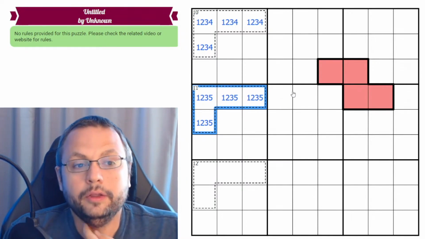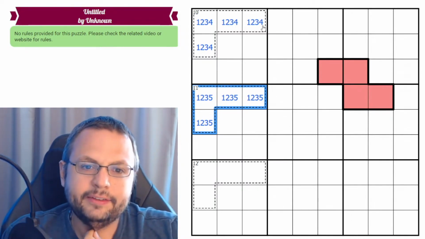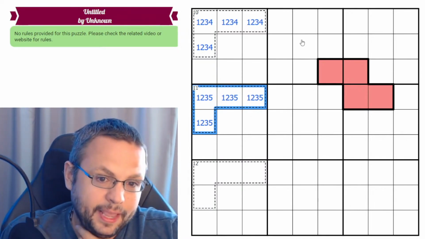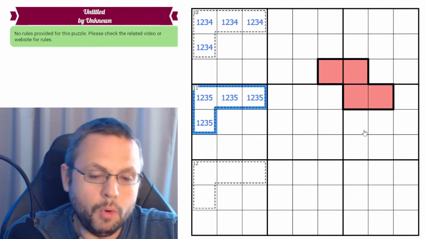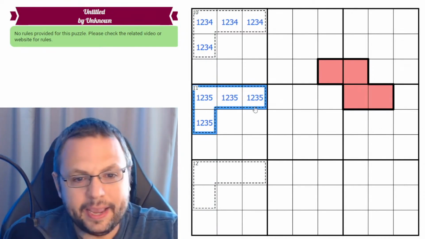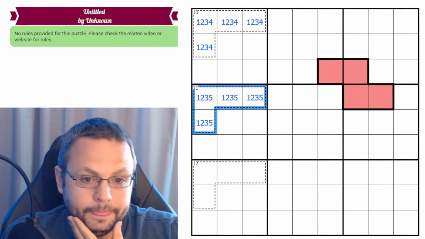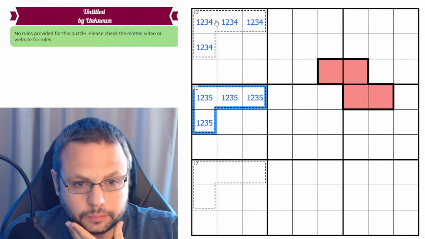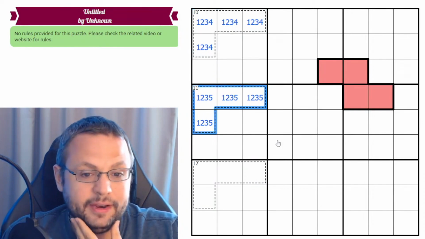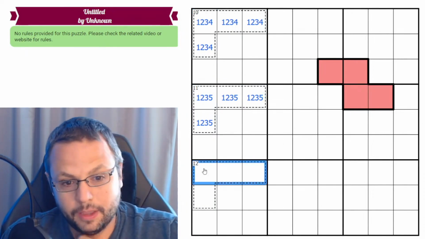So the moral of the story here is that if you have a cage which is 1 more than the minimum, it's actually also forced. So both 10 and 11 are unique. There is only one way to make those totals.